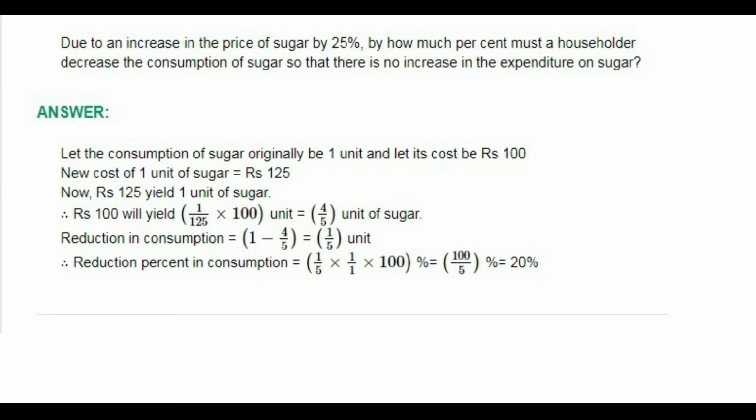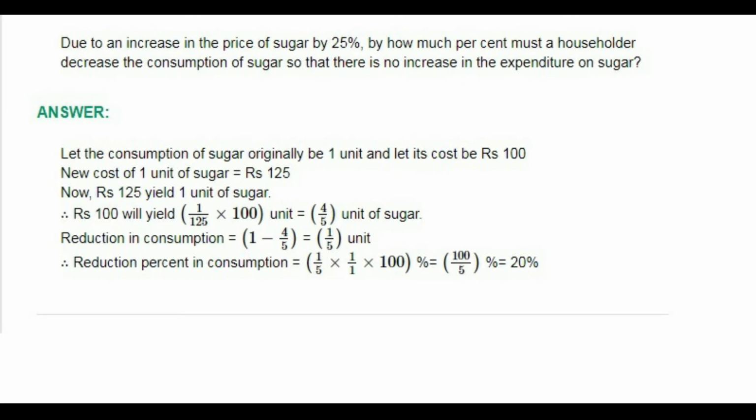So now we are applying the unitary method. Rupees 125 yield 1 unit of sugar, so rupee 1 will yield 1 by 125 unit of sugar, and rupees 100 will yield 1 by 125 into 100 unit, that is 4 by 5 unit of sugar. So what is the reduction in consumption? Previously in rupees 100 we were getting 1 unit of sugar, and now in rupees 100 we are getting 4 by 5 unit of sugar.